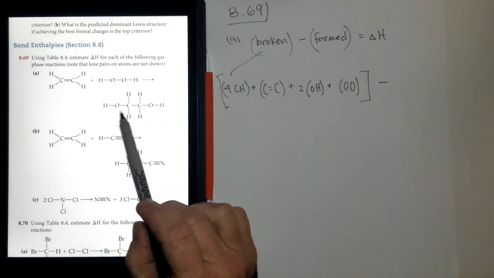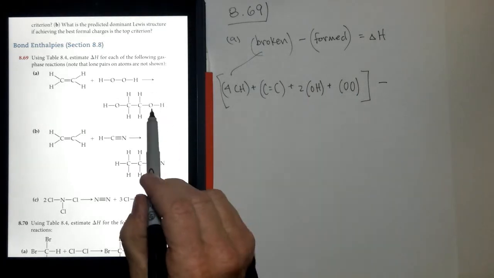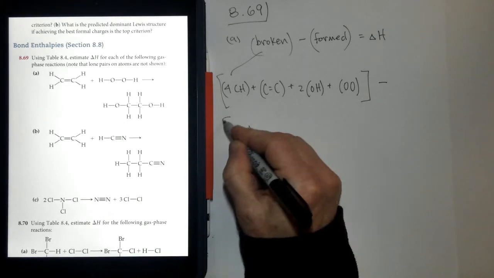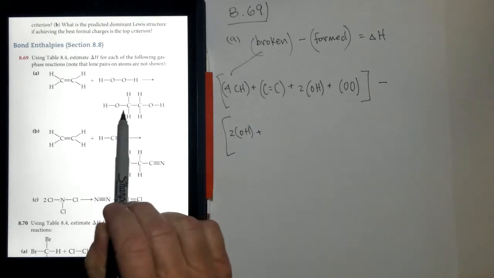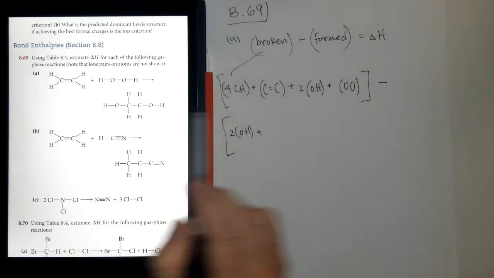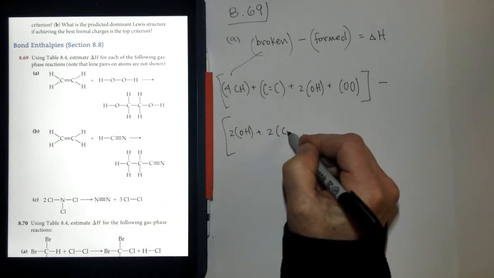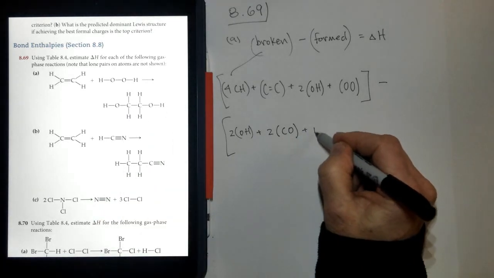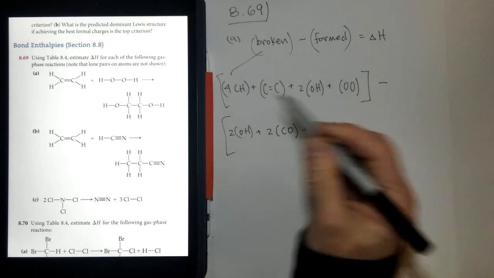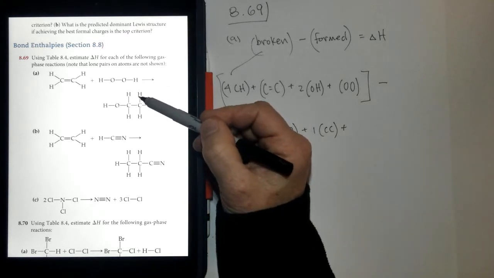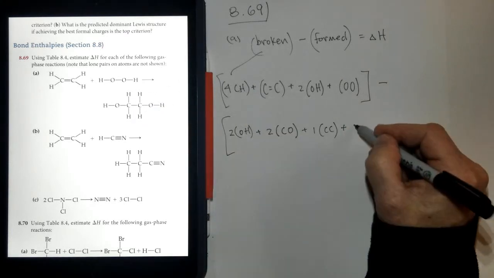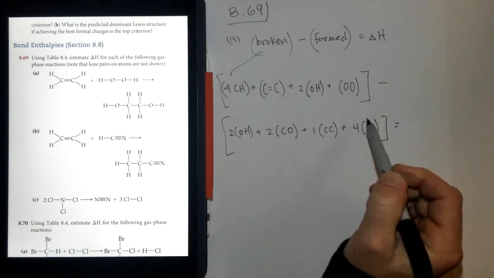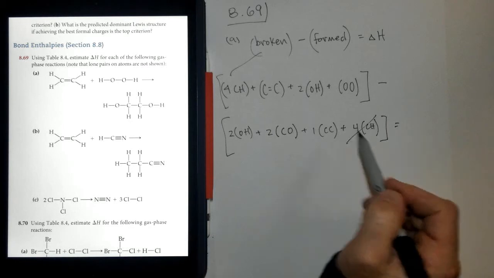And so the bonds that are formed are over here on the right-hand side. And so we have 2 O-H bonds, once again. And then we have C-O bonds, 2 of those. We have a C-C single bond. And then we have 4 C-H bonds right here. And if you want to be kind of tricky about this, you can say, hey, there's 4 C-Hs here, 4 C-Hs here. Those are going to cancel out.